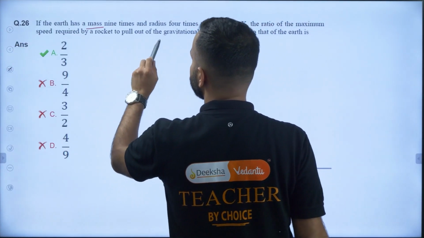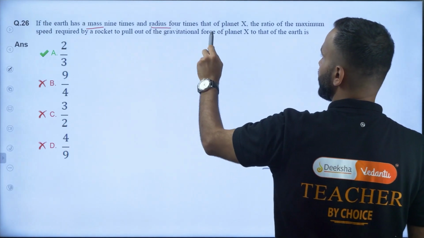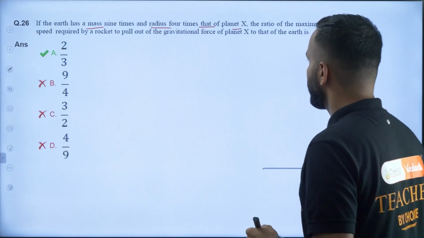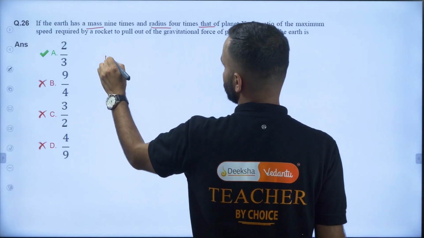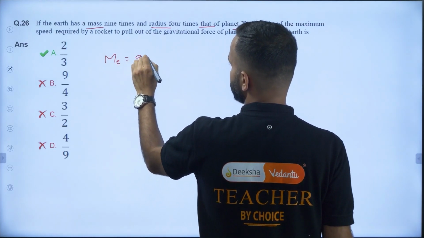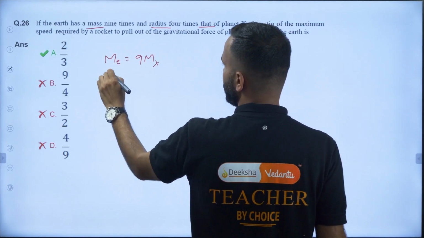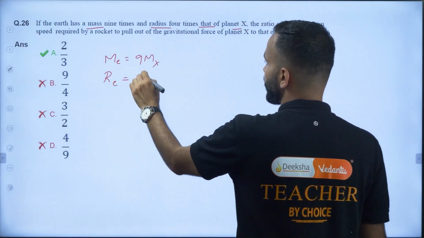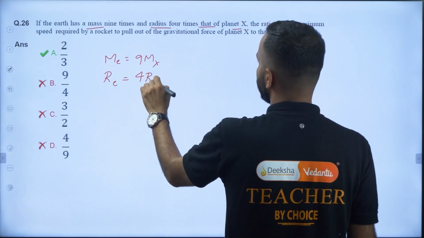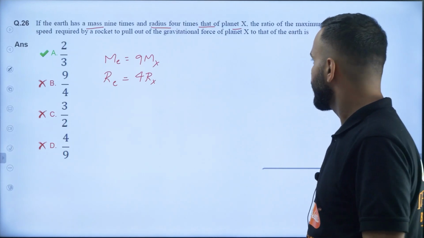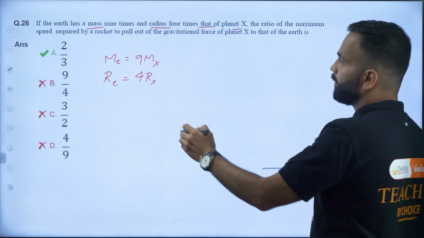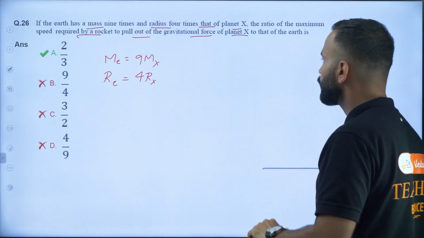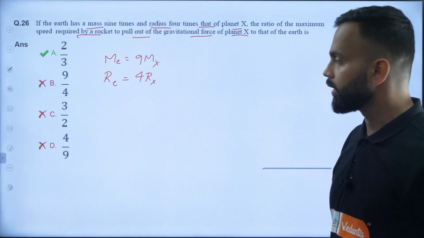If the Earth has mass 9 times and radius 4 times that of planet X. So mass of the Earth is 9 times mass of the planet X. Radius of the Earth is equal to 4 times radius of the planet X, right? The ratio of the maximum speed required by the rocket to pull out of the gravitational force of planet X to that of the Earth.